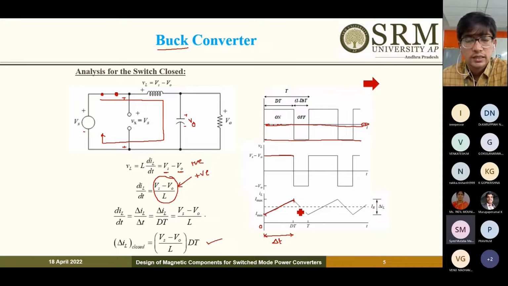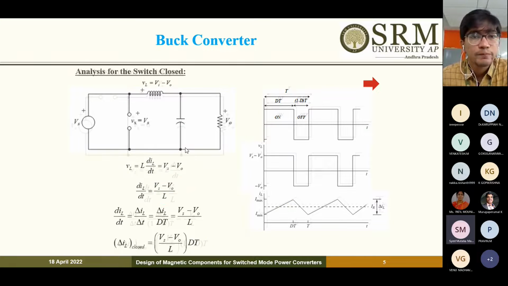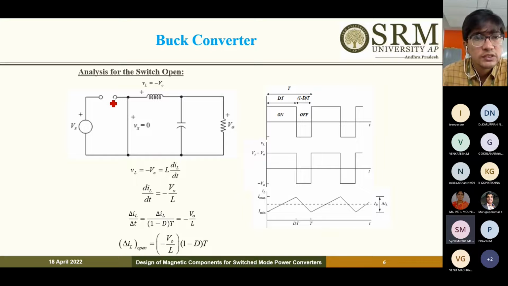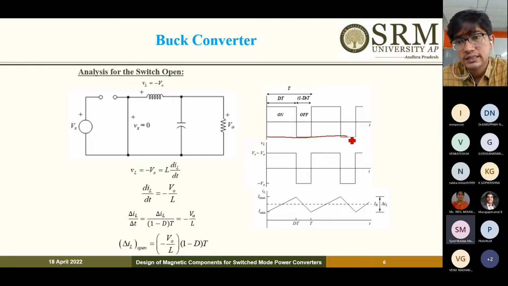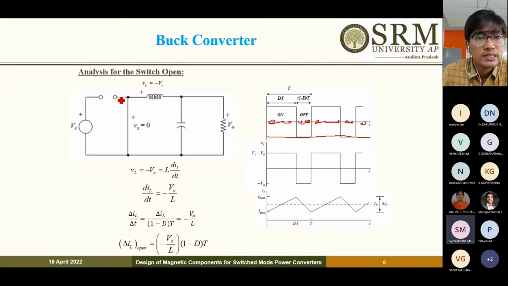Similarly, if you analyze the moment when the switch is open, that means the moment when the switching pulse is removed, so there is no switching pulse. If you remove the gating pulse to the switch, it will turn off. So the switch will be open circuited.